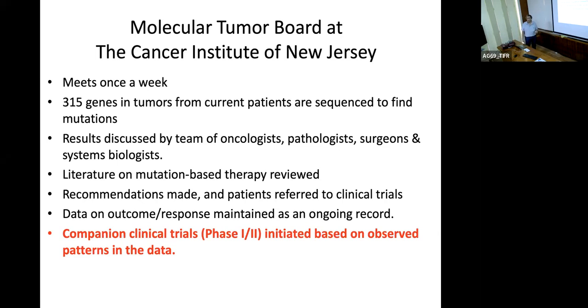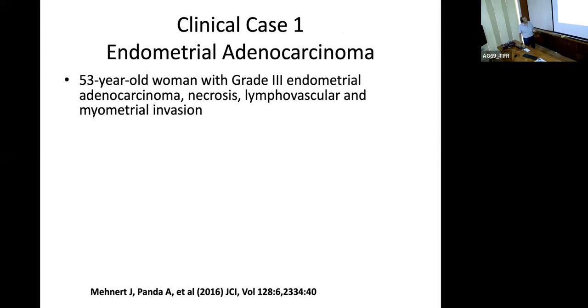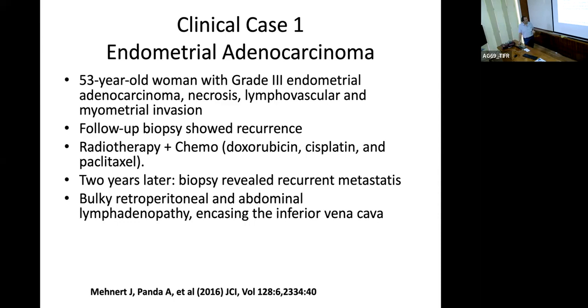So I'll show you a clinical case. And this paper was published in the Journal of Clinical Investigation. So this is a lady who had high grade endometrial cancer, and she was in bad shape. It was a long sequence of things. She had chemotherapy with all sorts of drugs. Two years later, there was metastases. She had abdominal lymphatic adenopathy, and she was in bad shape.